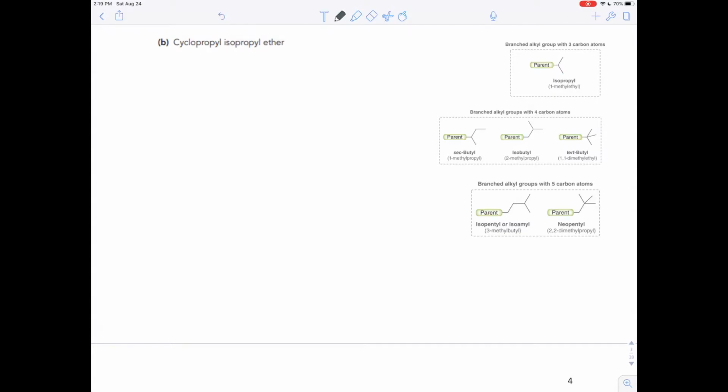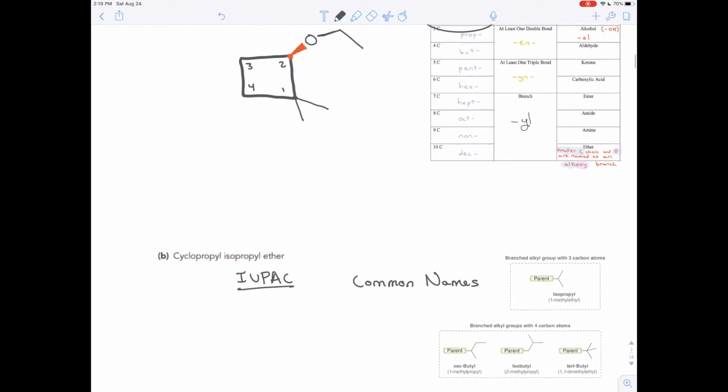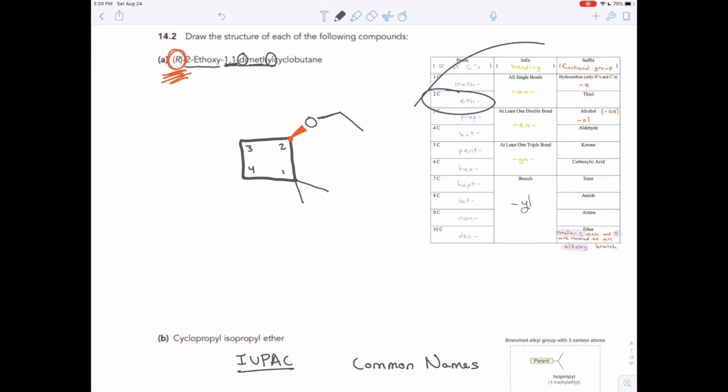Chapter 14, Exercise 2, Part B, is giving you the name of an ether and it wants you to draw it. What's a little different about this one is they're giving you what's called the common name of the ether. So you have IUPAC names, and then you have common names. And IUPAC, that's the International Union of Pure and Applied Chemistry. They came up with rules like we've been using on that table.